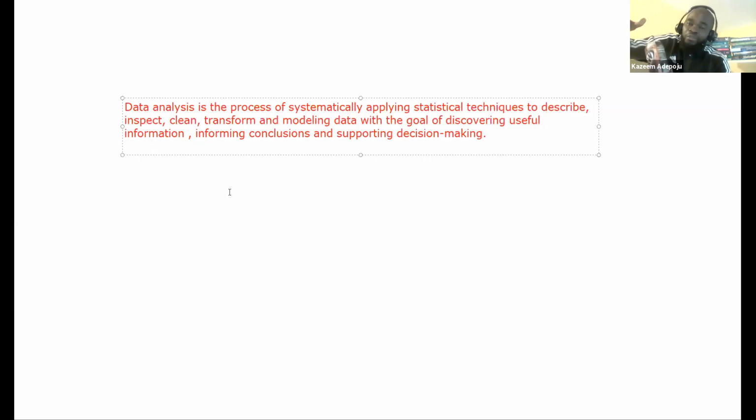And we're going to transform and model the data with the goal of discovering the hidden information in the data. Okay? We've got hidden information in the data. And what do we want to use the hidden information to do? The hidden information will enable us to understand the world. Will enable us to understand our business environment. Will enable us to understand the political environment. Will enable us to understand whatever environment that we can talk about. And that is what we call data analysis.